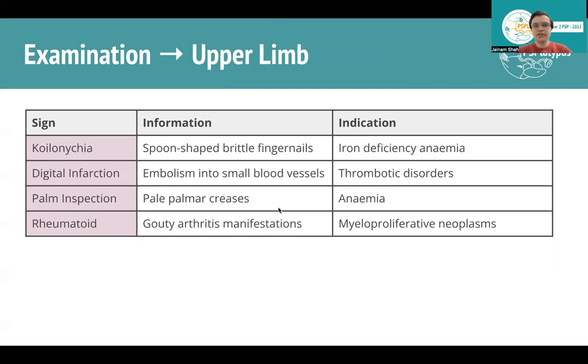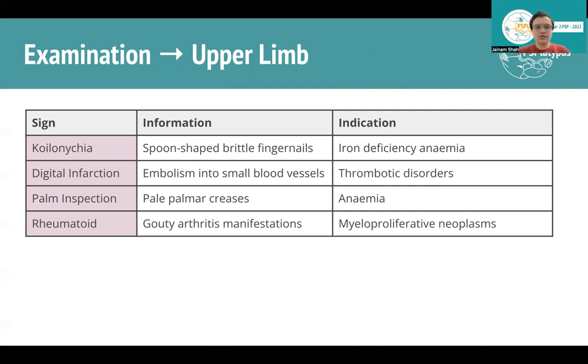Okay, now going to the upper limb, some of the, I guess, more buzzwordy things you should be looking for would be classically koilonychia. So you do this to an extent in a GIT exam as well, but here it's more specific because you're screening for an iron deficiency anemia. So you're looking for those classic spoon-shaped brittle fingernails.